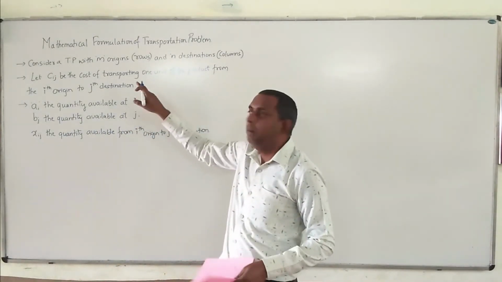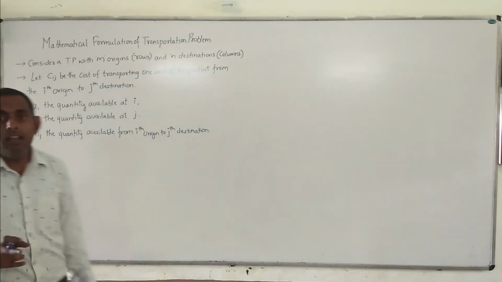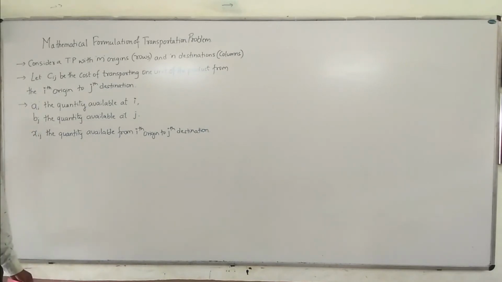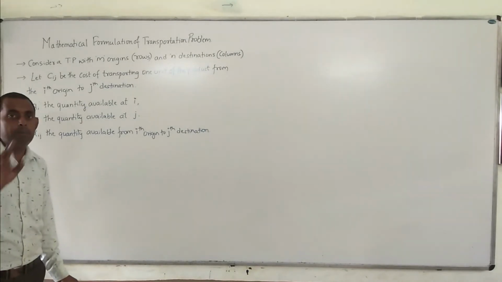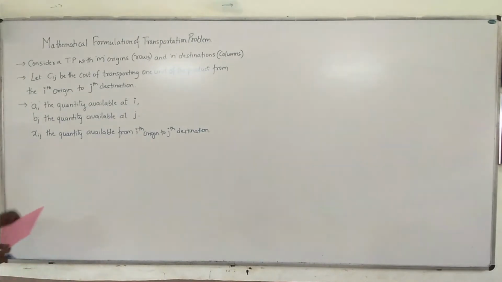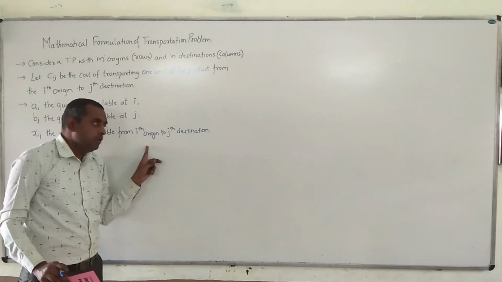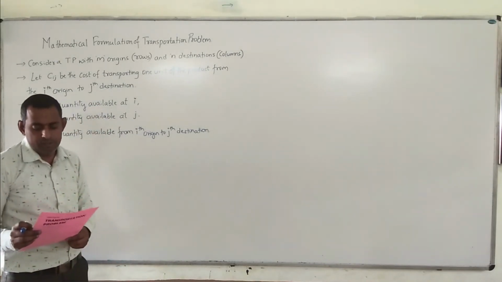So consider a TP with m origins, that is rows, and n destinations, that is columns. It means that with rows and columns we are expressing the transportation problem mathematically. So Ai being the quantity available at i, Bj being the quantity available at j, then Xij is the quantity available from the ith origin to the jth destination.